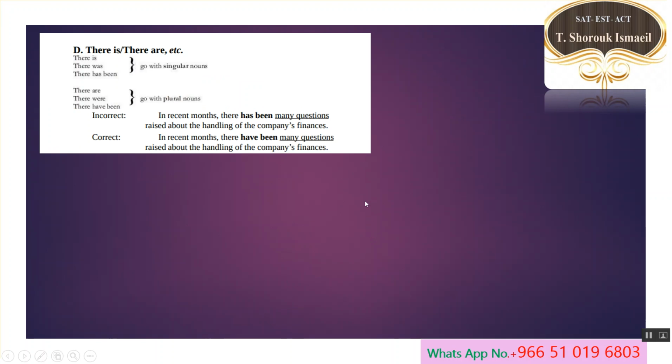Okay, there is and there are sentences. You'll find that there is, there was, there has been, all of these are followed by a single noun. So the subject is singular, and actually the subject here comes after there is or there was or whatsoever. There are, there were, there have been, all of these are plural, followed by plural nouns.